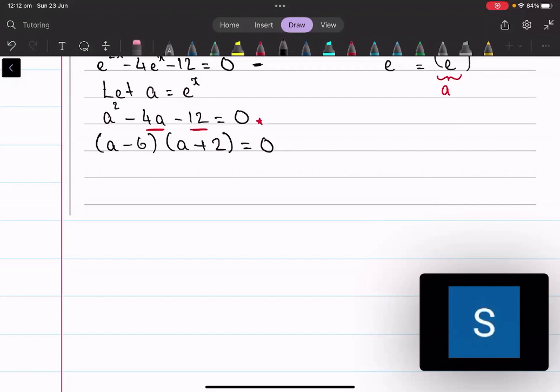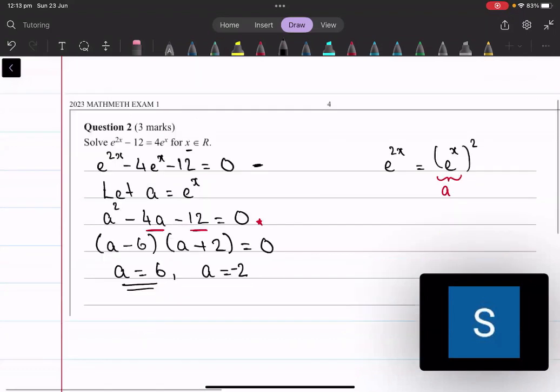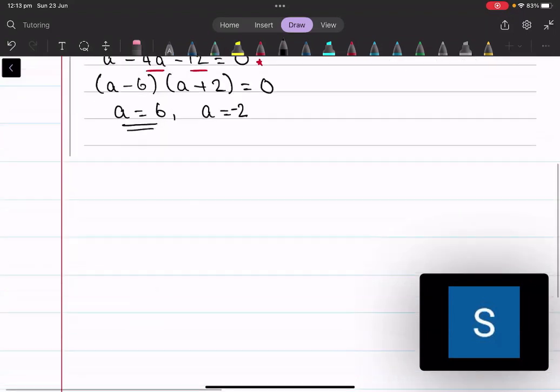In that case, we have two solutions for a. We have a equals 6 or a equals negative 2. Now, it may look like we're done, but not quite, because we've solved for a, but in fact, our question asked us to solve for x. So now we have to substitute back in the definition of a, which was e to the power of x.